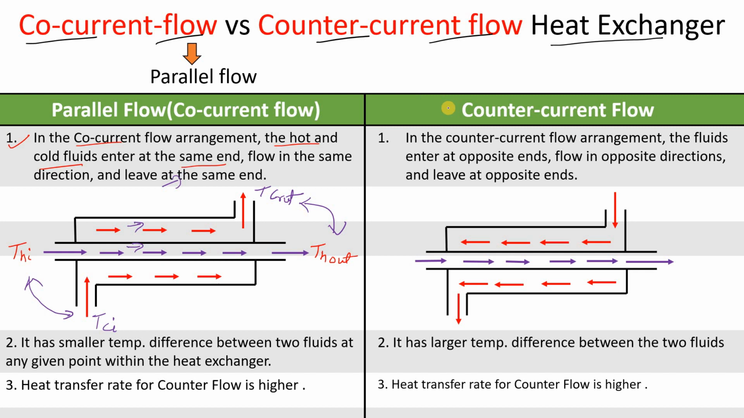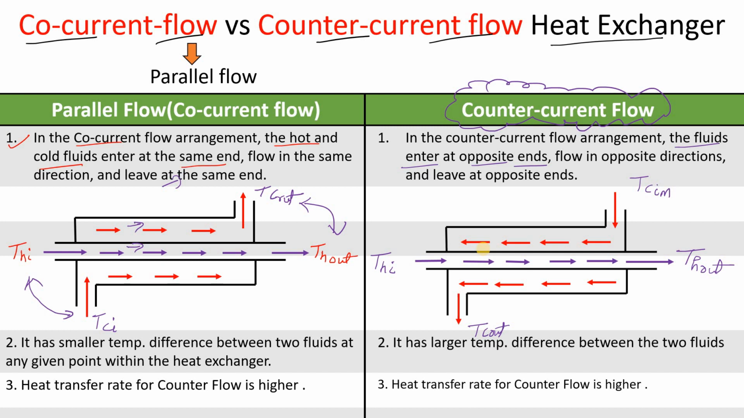Now let's talk about the counter current flow. In a counter current flow arrangement, the fluids enter at opposite ends. See, this one is your hot fluid in, this is your hot fluid out, but in this case your cold fluid is in from here and the cold fluid is out from here, right? If you see the flow pattern, your hot fluid is going from left to right, but your cold fluid is going from right to left, meaning both are opposite to each other, right? So that's why it is a counter current flow.